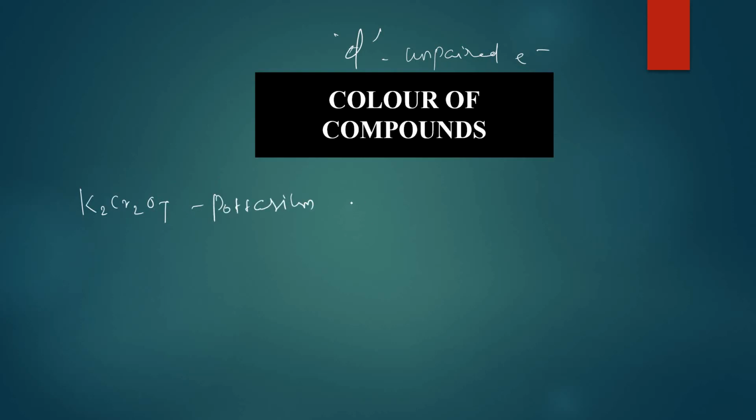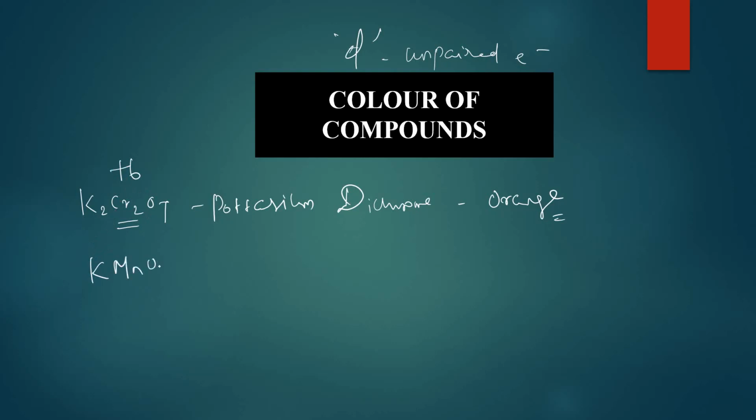Potassium dichromate. So what is the color here? That will be orange in color, due to the presence of a d block element, chromium. The chromium is in +6 oxidation state here. Right, like that in KMnO4.